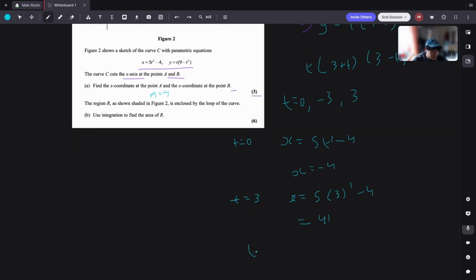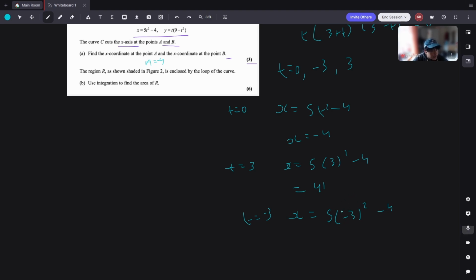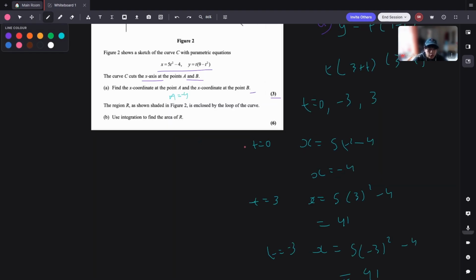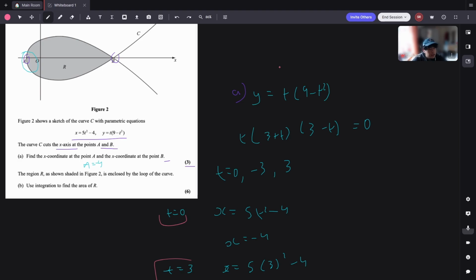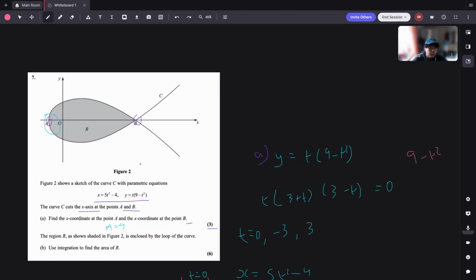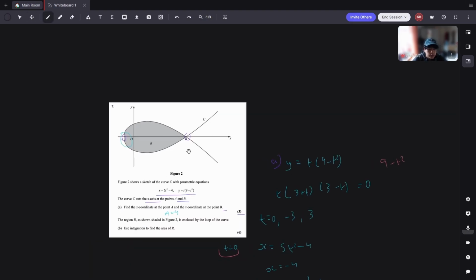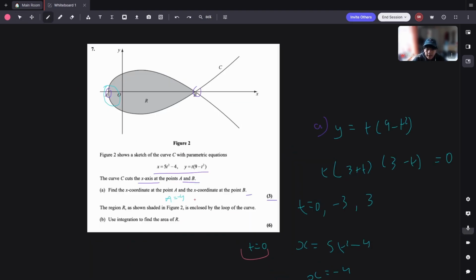If we had t equals minus 3, what would our answer be? Well, it would just be the same thing, because x equals 5 times minus 3 squared minus 4. Minus 3 squared is just going to be 9 again, so 9 times 5 is 45, and 45 minus 4 is just 41. It's really important that we saw that t also equals 0, not just 3 and minus 3, because sometimes people can just divide by t from here and just get 9 minus t squared, and that will mean that we don't get the other value of t. So we have B equaling 41. So A equals minus 4 and B equals 41.